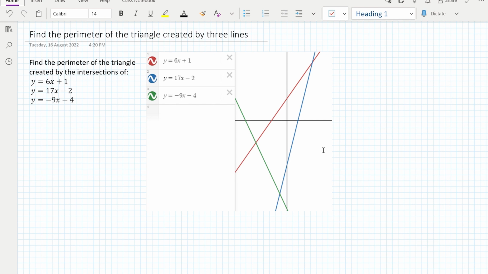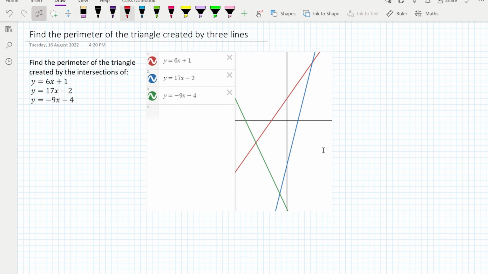So we need to find 3 coordinates of intersection, and that's going to give us the coordinates of the points here where the red and the blue line meet, over here where the red and the green line meet, and down the bottom where the blue and the green line meet. So we need to find what coordinates are at each of these points.